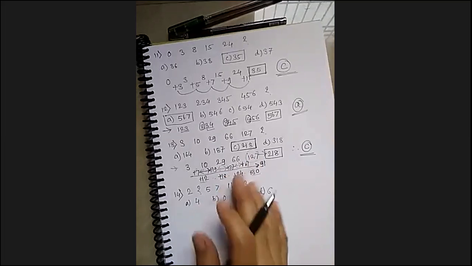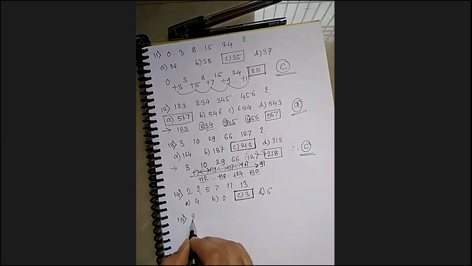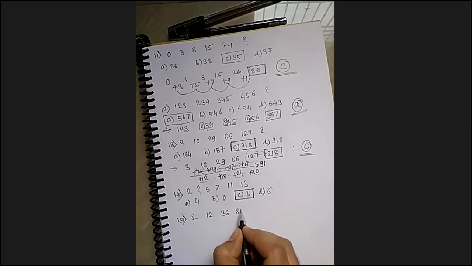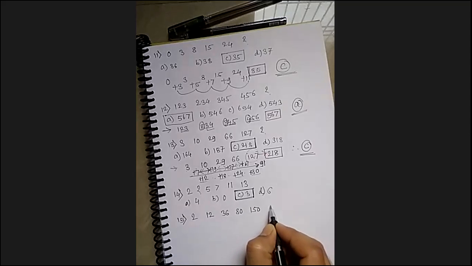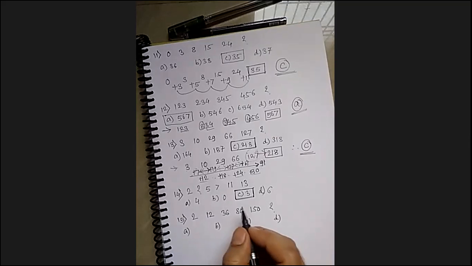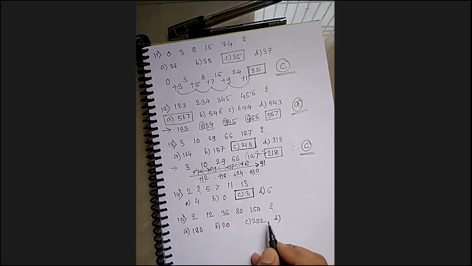Okay, let's move to the next one. 2, 12, 36, 80, 150. What is the answer? So your options are 180, 200, 232, 252.